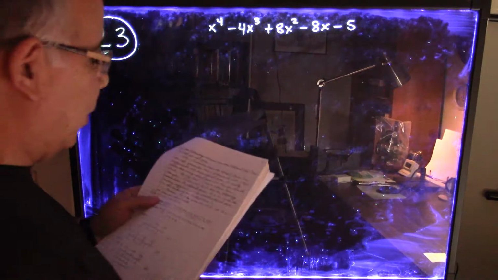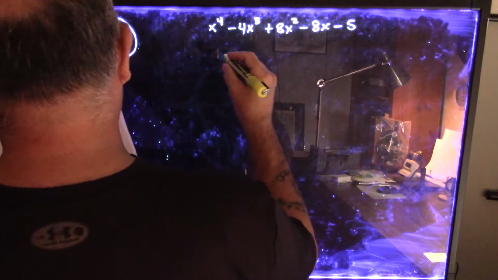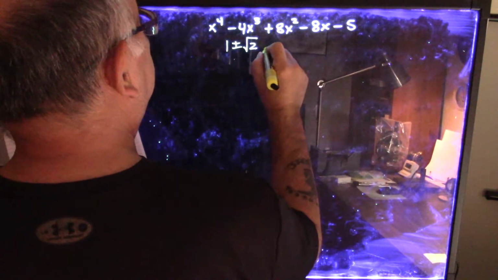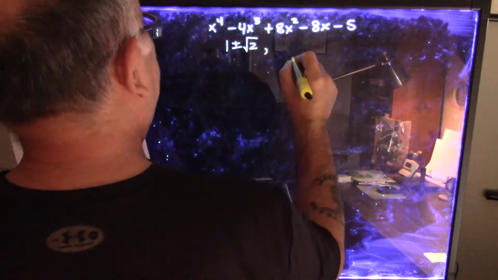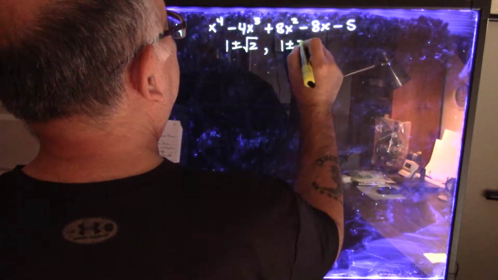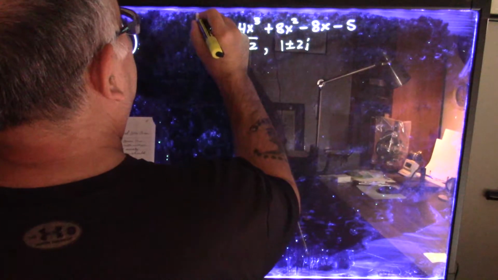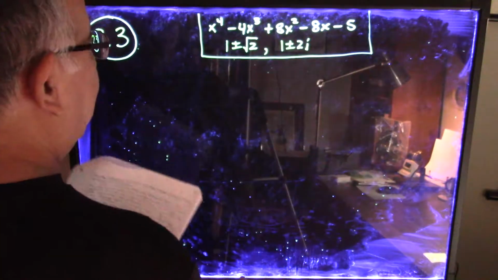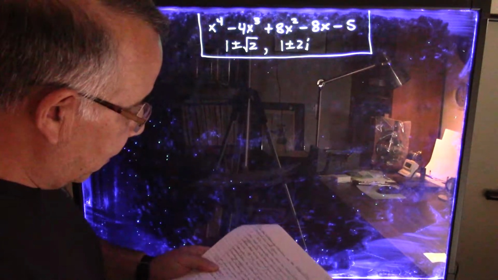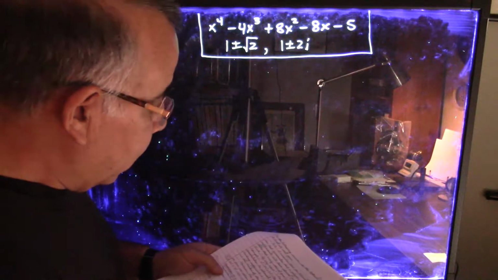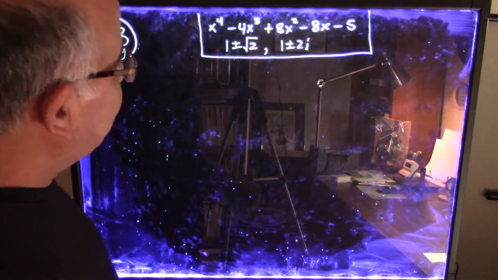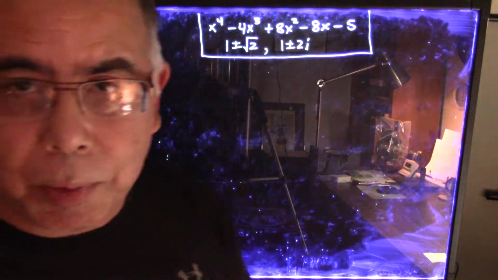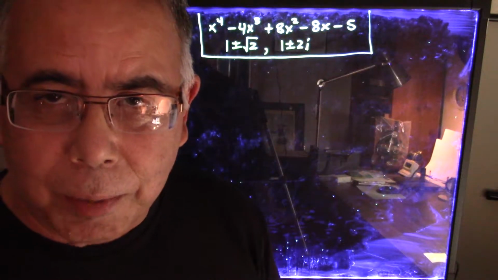The only zeros for this polynomial are 1 plus or minus square root of 2 and 1 plus or minus 2i. I'll just box that off so we don't confuse that with number 23. So there are no rational roots for this polynomial, even though the rational zeros theorem suggests possibilities. Be advised of that.